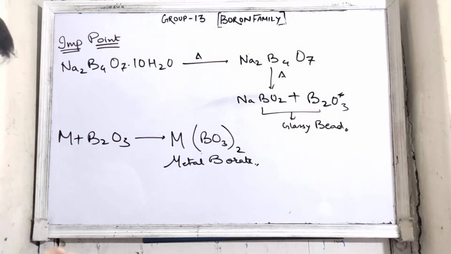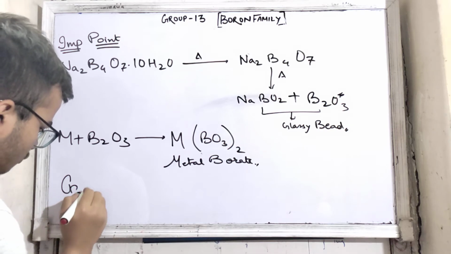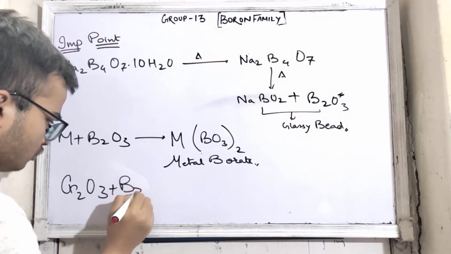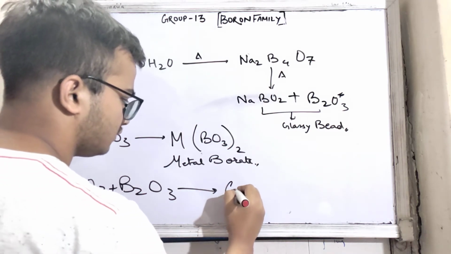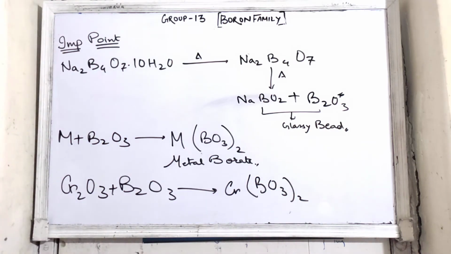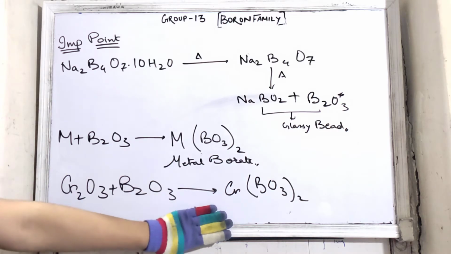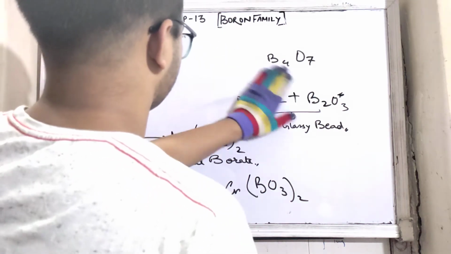Moving on, let's write here now with chromium. Cr2O3 plus B2O3. So what we will get here is Cr(BO2)3, right? This will have a color, I will discuss now. So copy it up to this much. I will now tell you about the colors, then occurrences of boron and aluminum, and then the lecture ends. Done. Give the heading metaborates, color of metaborates.